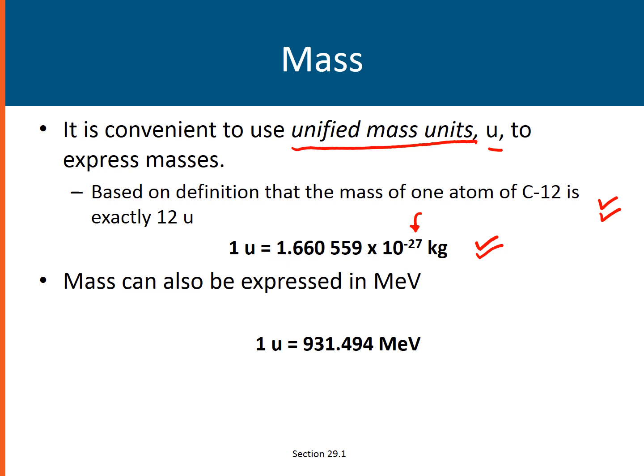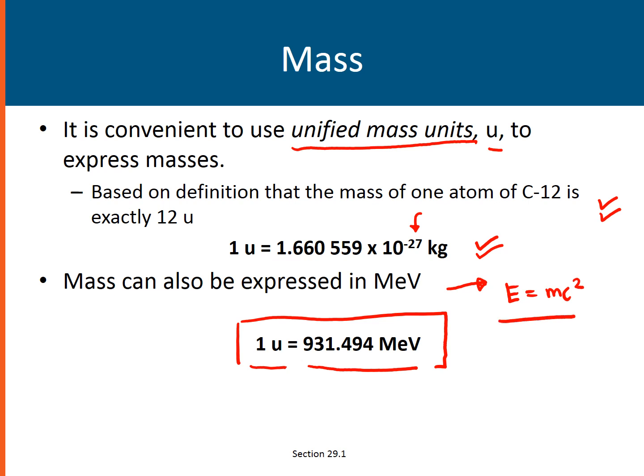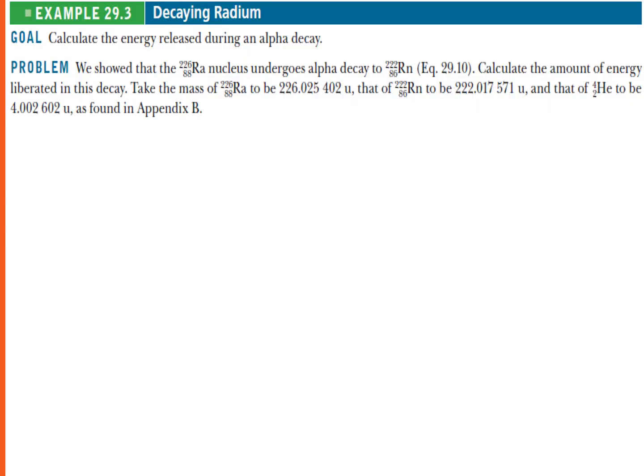Also, mass can be expressed in mega electron volts, and that is, one unified mass unit is equal to 931.494 mega electron volts. This is actually based on Einstein's famous equation E equals mc squared, which we are going to talk about when we reach the theory of relativity. So here is an equation that will allow us to apply the conversion of mass to energy.